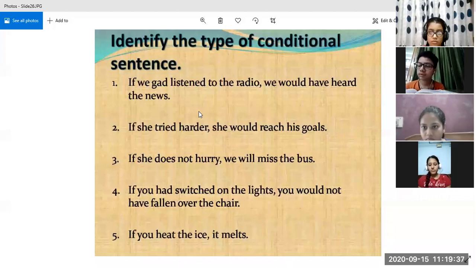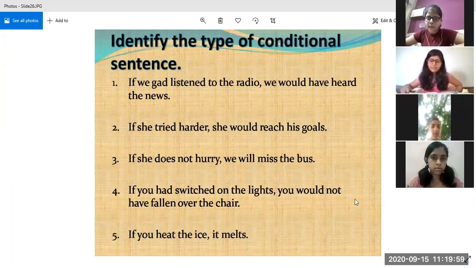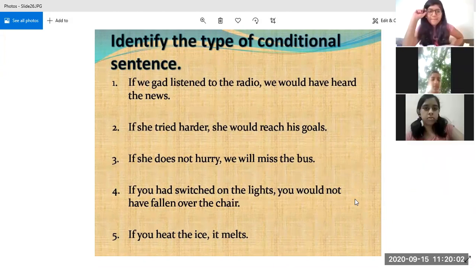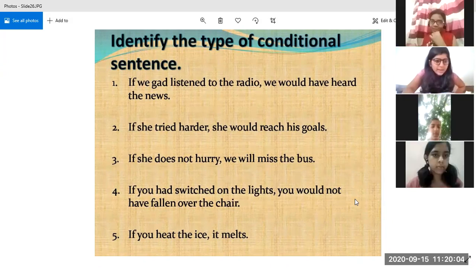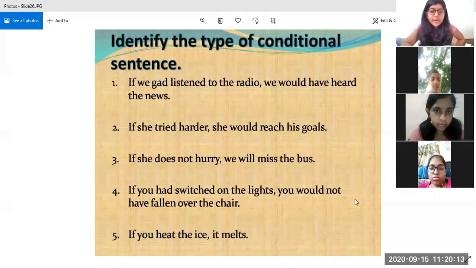Okay, Sanvi, give the answer. Ma'am, it is a zero conditional sentence. Zero conditional sentence. So Aradhya, can you tell me why it is a zero conditional sentence? Aradhya Yadav. Who can tell me why it is a zero conditional sentence? Priyanshi, can you? Because the if clause is in simple present and the main clause is also in simple present tense. Very good. Absolutely correct.